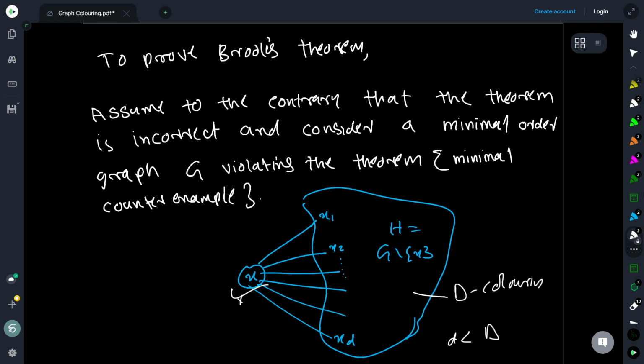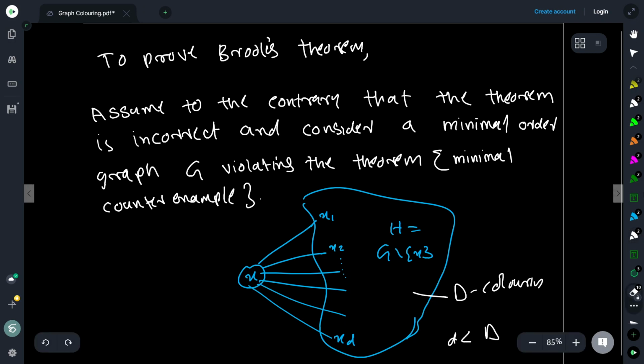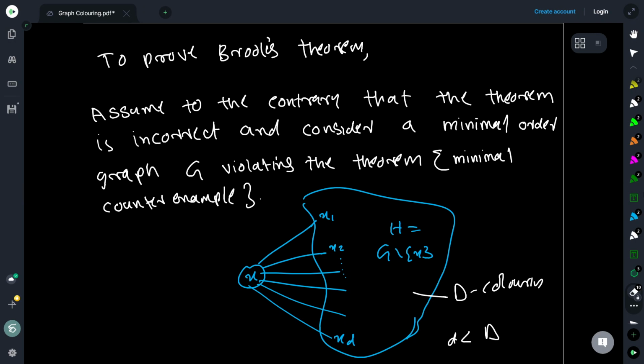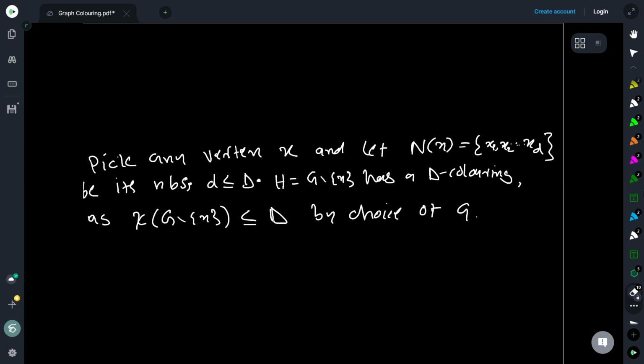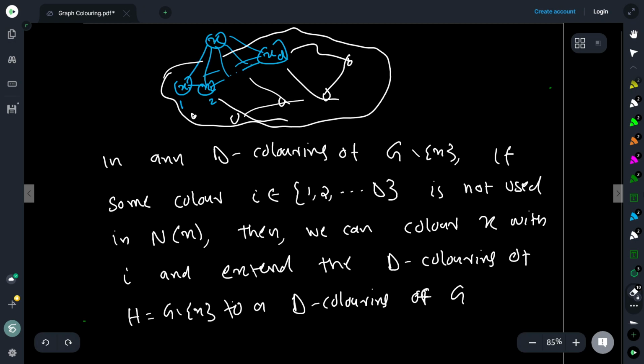So I know that x must have degree delta, and since this is true for every vertex, the graph we are looking at is a delta-regular graph. This is the first version. So pick any vertex and look at the neighborhood N of x, which is x1 to xd. Since G minus x has a delta coloring, by the choice of the graph G as a minimal counterexample, we know that the vertex x must have degree delta.